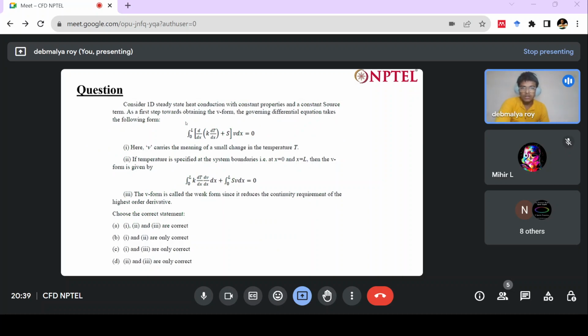Okay, regarding this, here this 1D steady state heat conduction equation is given. There are a few statements. So can you tell me whether statement 1 is correct or not? V carries the meaning of a small change in temperature T.